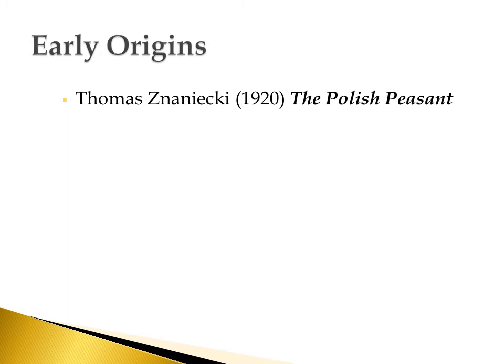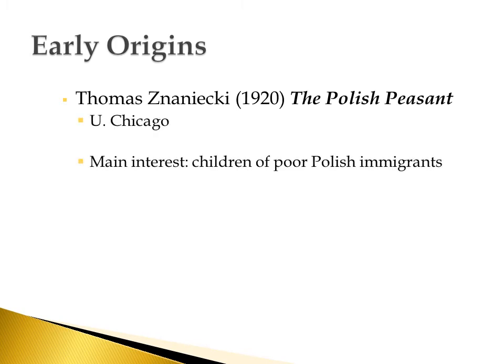Control theory has a very long history in the development of criminology, and most people trace it back to some of its earliest origins in the work done by several scholars at the University of Chicago in the early 20th century. One of the most prominent and most cited works in terms of starting this movement was a book written in 1920 by a sociologist at the University of Chicago called Thomas Sieniecki. And he wrote a book called The Polish Peasant, which, at the time, his main interest was describing the lives of children of poor Polish immigrants coming into the country.